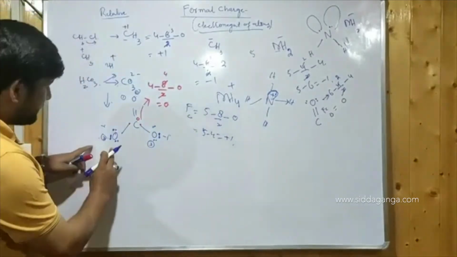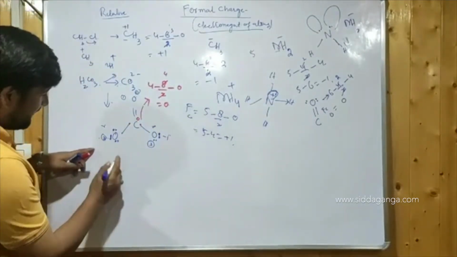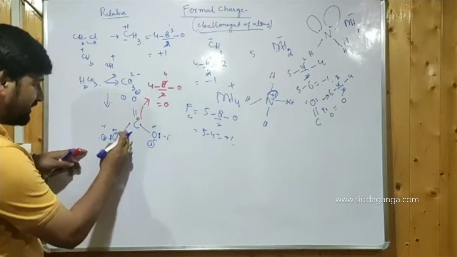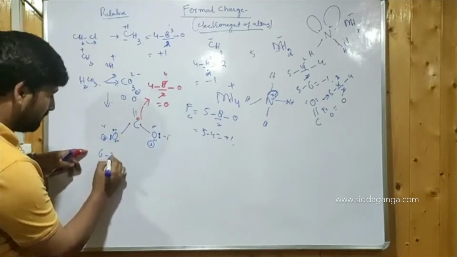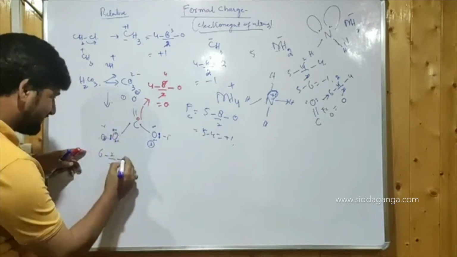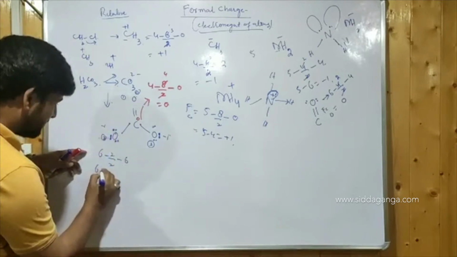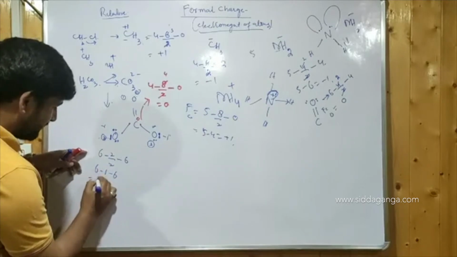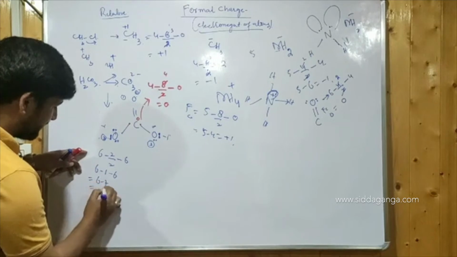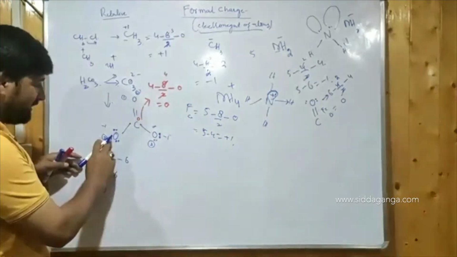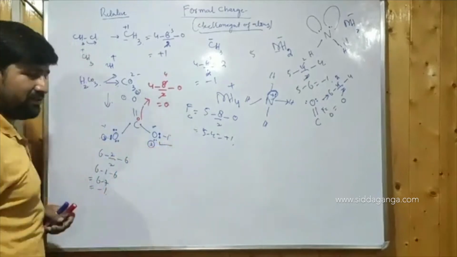Next, let us see about this oxygen atom. This one, right? What's the number of valence electrons? We know 6 minus. How many are shared? 2 by 2. How many are unshared? 1, 2, 3, 4, 5, 6. So that makes it 6 minus 1 minus 6. That makes it 6 minus 7. That makes it minus 1. That's the formal charge you have got here. Minus 1. And obviously this one also will be minus 1.